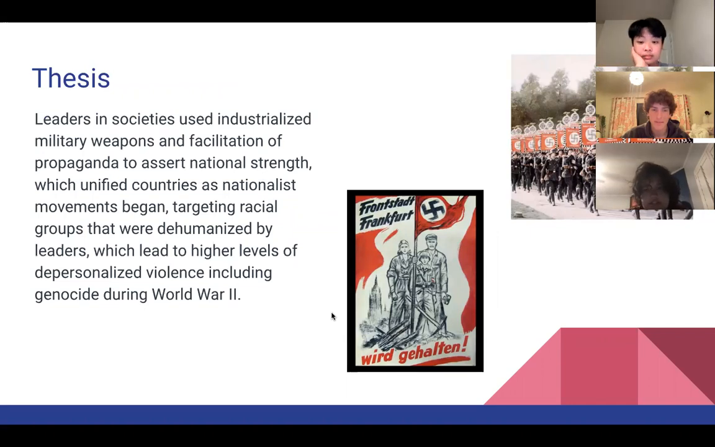Thesis: leaders in societies used industrialized weapons and facilitation of propaganda to assert national strength, which unified countries as nationalist movements began, targeting racial groups that were dehumanized by leaders, which led to higher levels of depersonalized violence, including genocide during World War II.